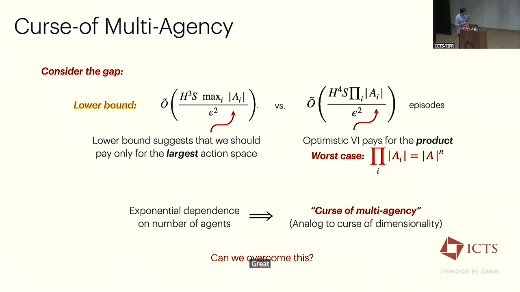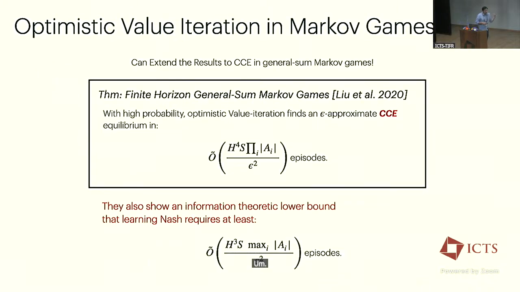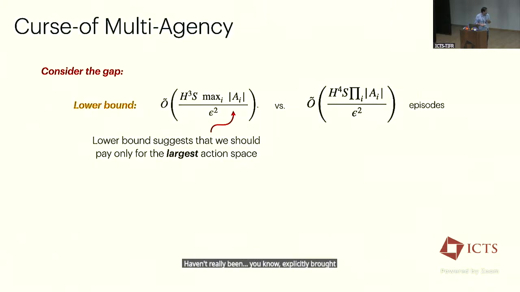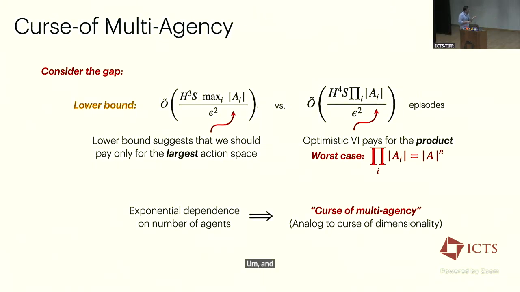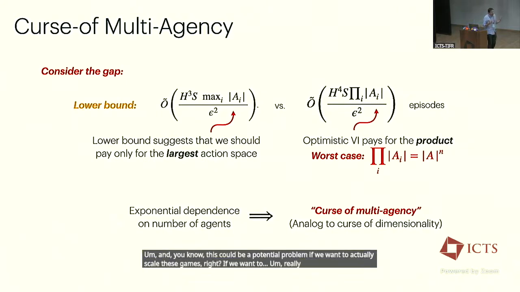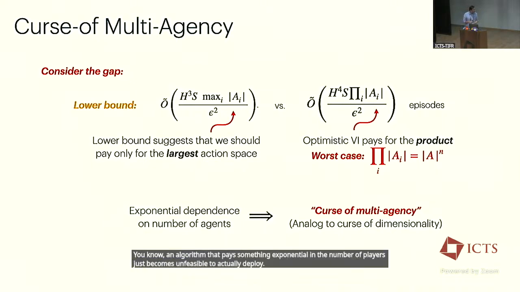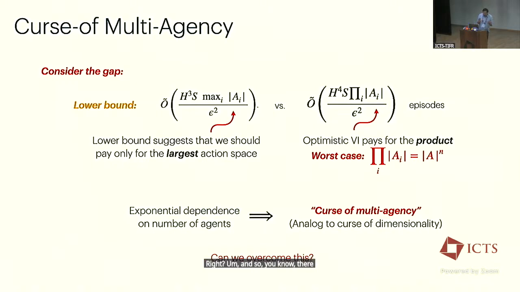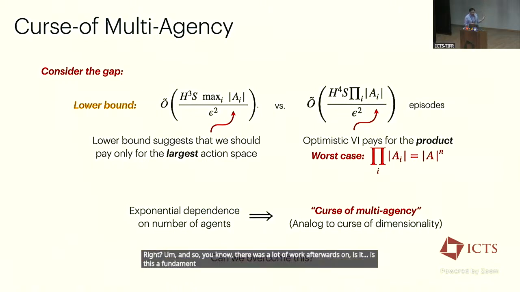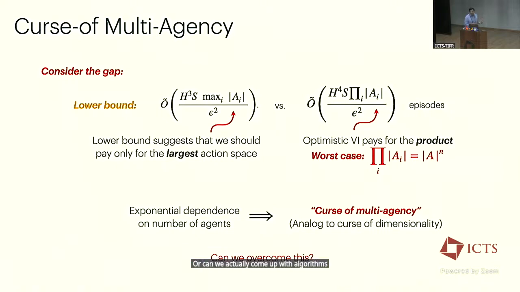Great. And so, what I really liked about this paper is that it exposed this curse of multi-agency, which hadn't really been explicitly brought out before. And this could be a potential problem if we want to scale these games, right? If we want to look at large games with a large number of players, an algorithm that pays something exponential in the number of players just becomes unfeasible to deploy, right? And so there was a lot of work afterwards on whether this is a fundamental hardness, or whether we can come up with algorithms that achieve this lower bound.